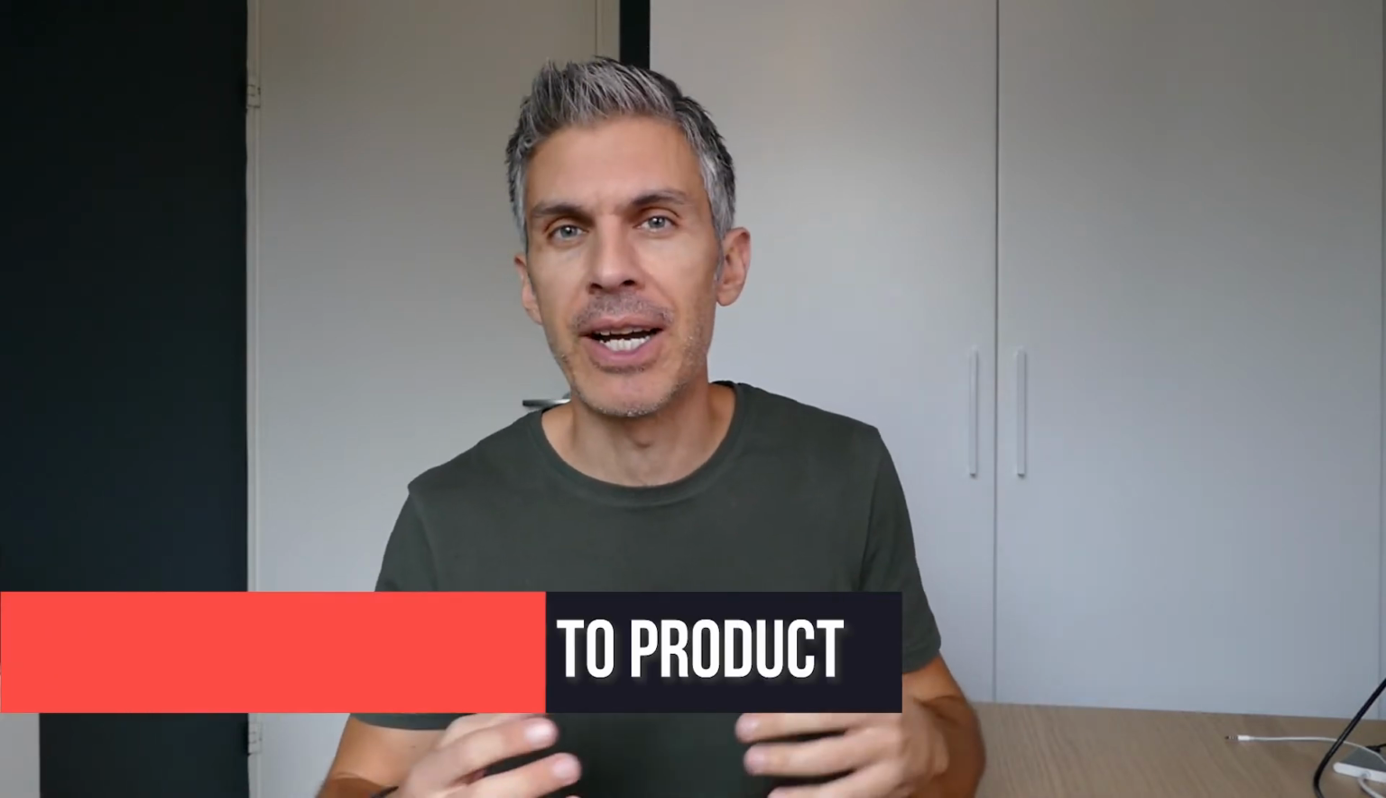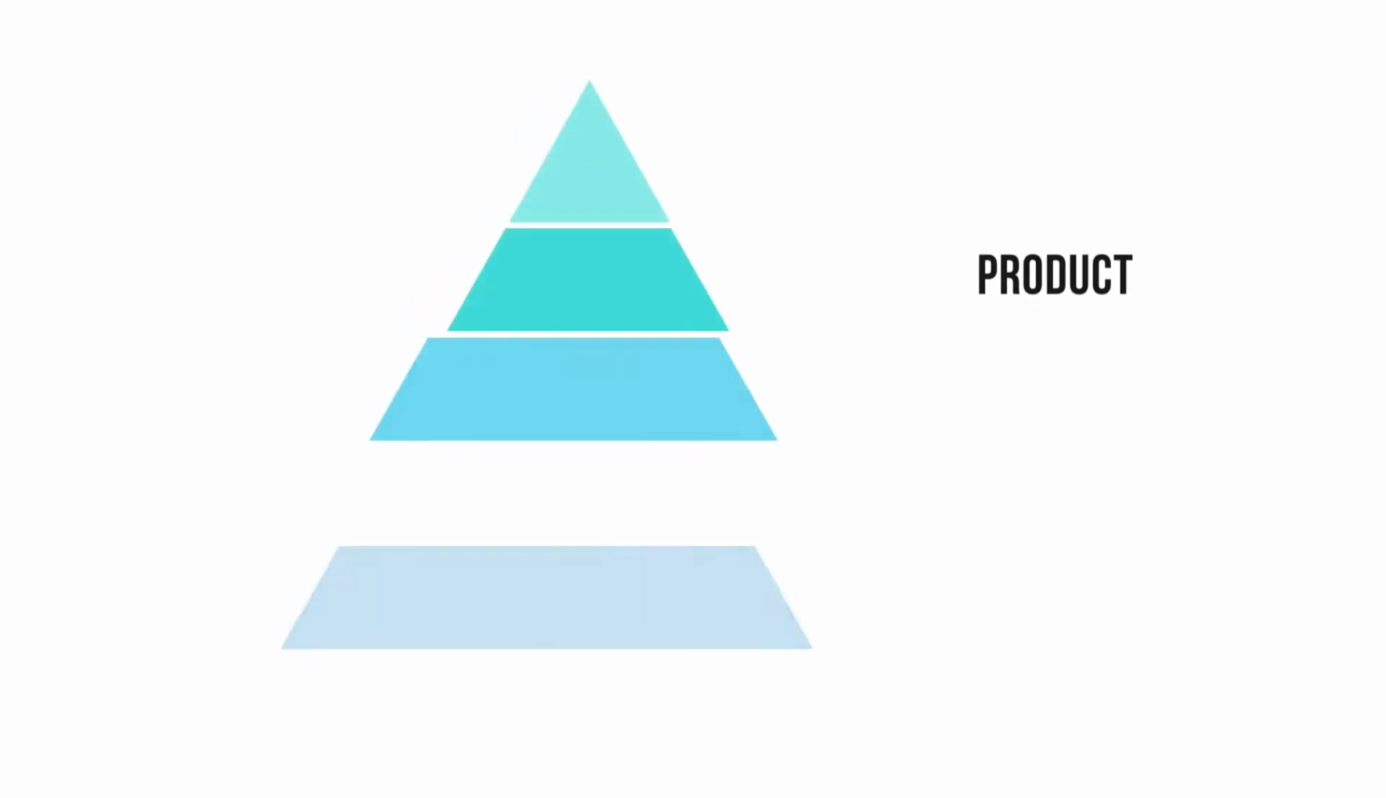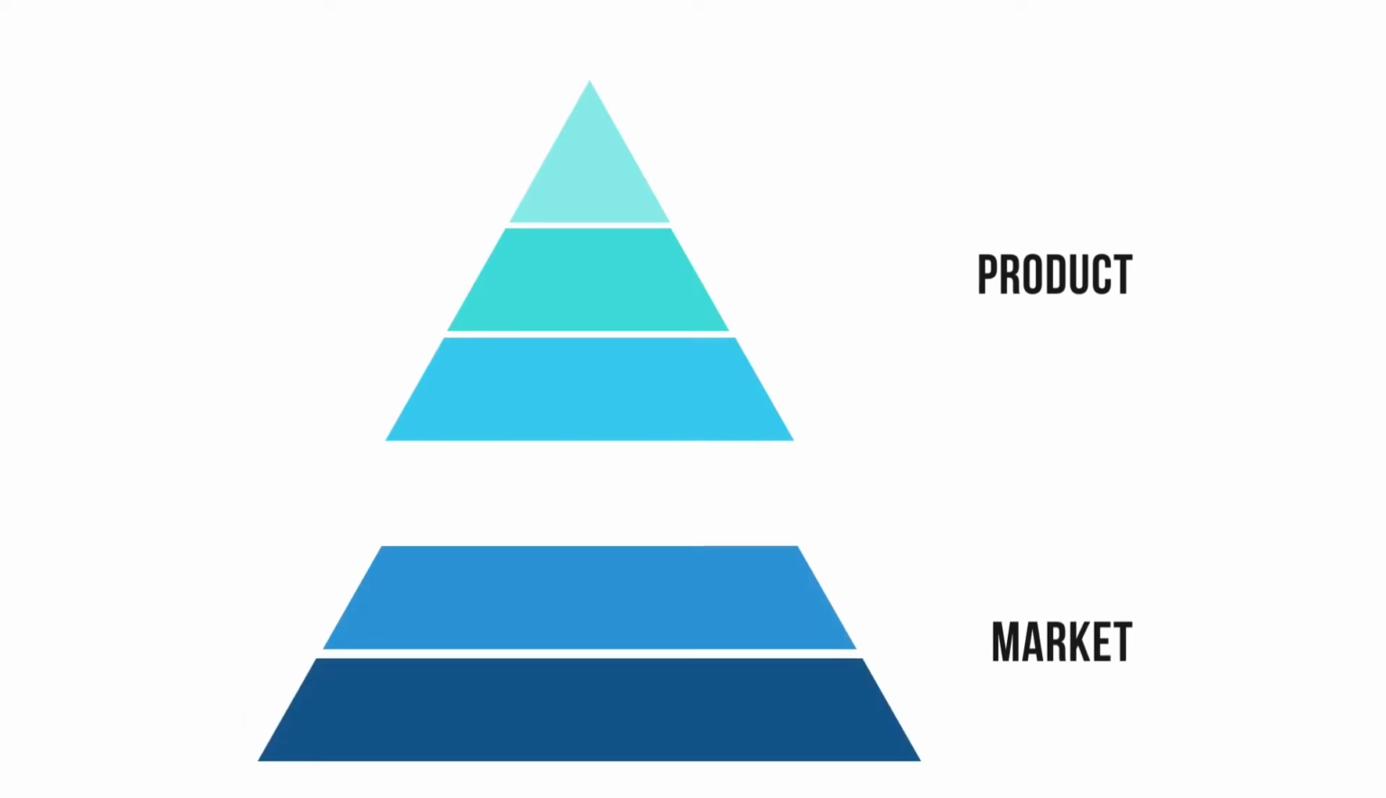What Dan Olsen did in this pyramid is define how to link the market with the product, and what the components are that define those market and product, and how they can help each other to actually achieve product market fit. So let's start with the market, and let's start with the most basic thing.